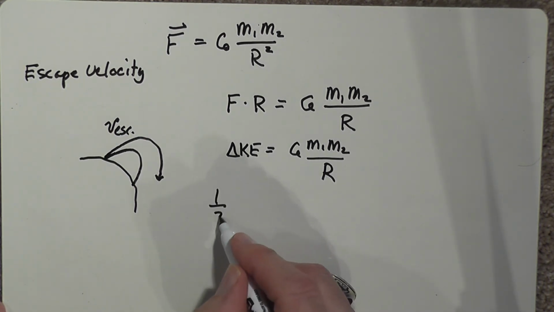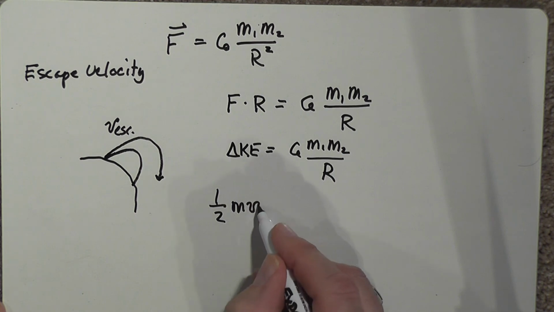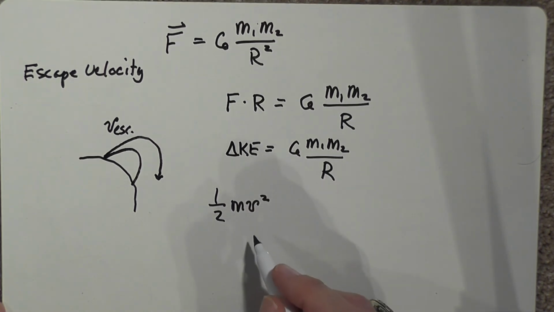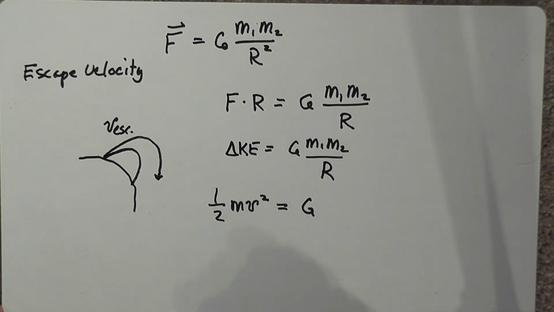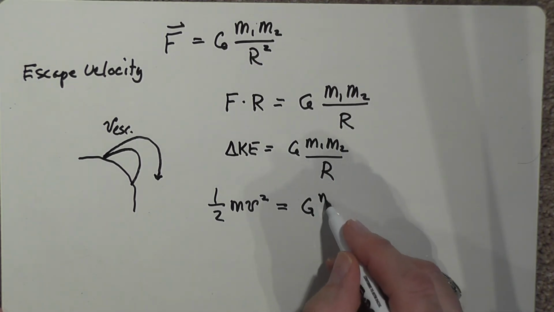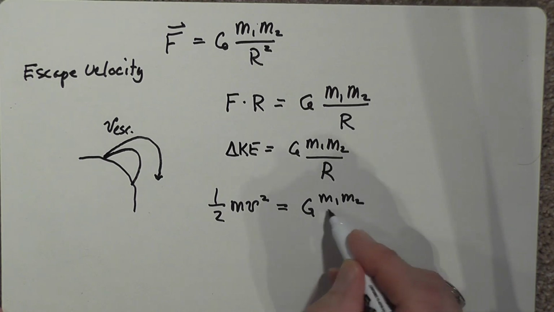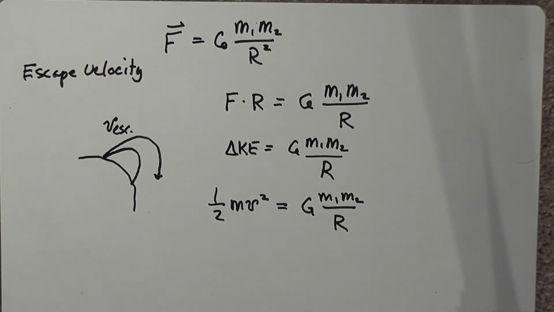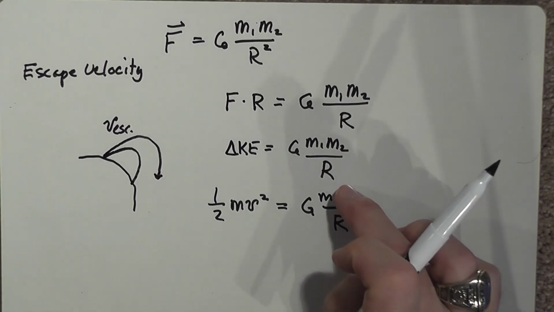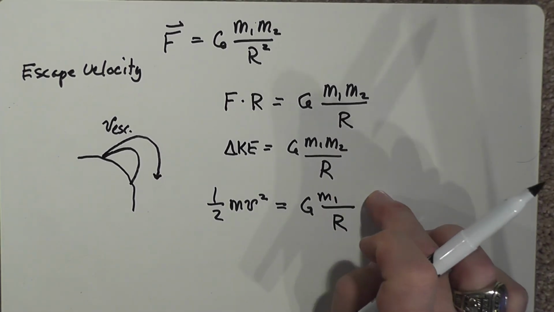So it's 1/2 mv squared, our kinetic energy equation, equals the universal gravitation, the two masses multiplied, and the distance. Okay, so in this case, we have two masses, but we don't really need two masses because we're only talking about the Earth. So we can get rid of this mass right here.